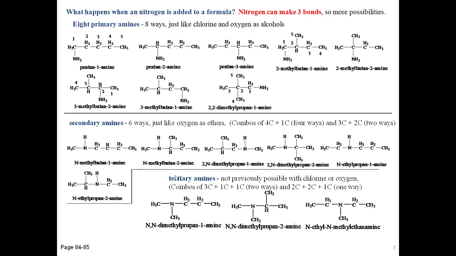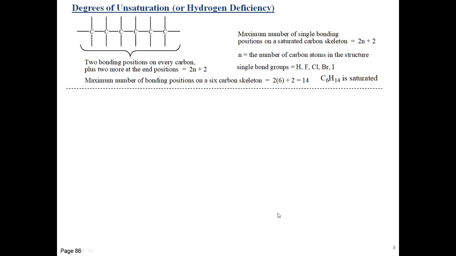And then the last possibility that we did not have for the oxygen was we could make 3 bonds on the nitrogen, and so that's called a tertiary amine. So I could do that as a 1 plus 1 plus 3, and if I have 3, I could attach at the end or I could attach in the middle. Or I could do it as 2 plus 2 plus 1, and there's only one way I can do that. Okay? And that's the only group that we'll talk about having 3 bonds. We won't worry about any others.